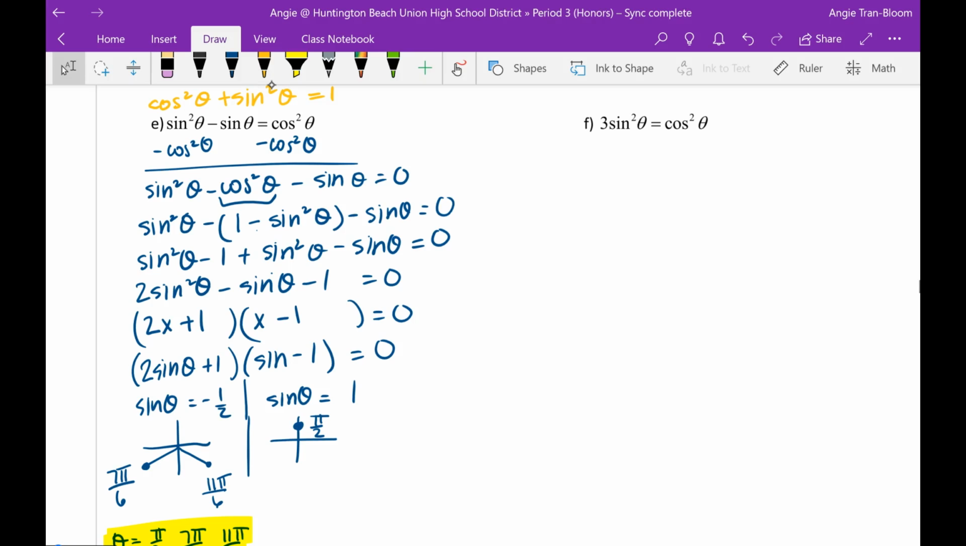Okay, here we are. How would you attack this? There are so many ways. Trig identity again? Yeah. Okay, what do you want to substitute? Cosine. Okay, take out cosine. So 3 sine square of theta equals... cosine square is what? What do you want to substitute it with? 1 minus sine square. Thank you, Amanda.